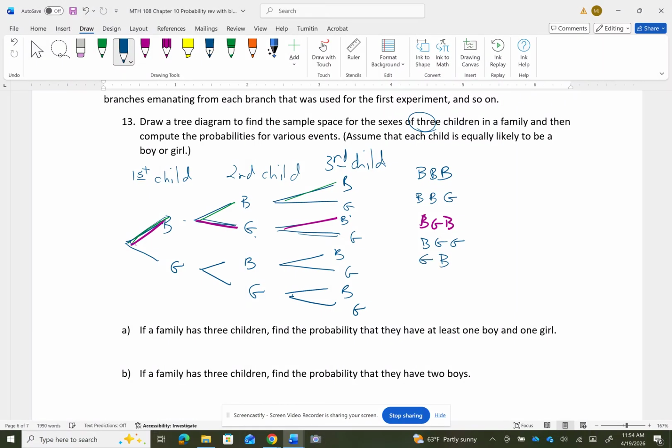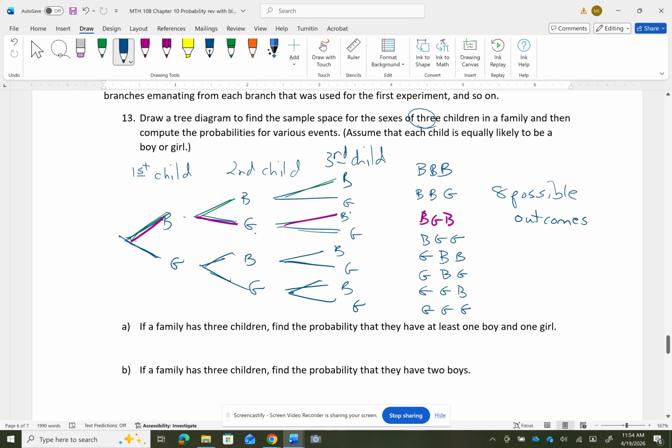So I'm going to follow the paths. I like to try to line my outcomes up with my tree. So I'm following along here, getting my girl, boy, girl, and then my girl, girl, boy, and then finally my girl, girl, girl. So there's 8 possible outcomes here. And the tree diagram helps you get the list of those in a nice systematic order. Okay, so then we can use it to answer these questions.